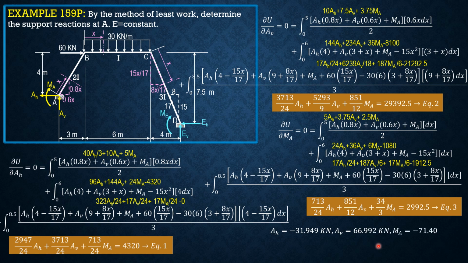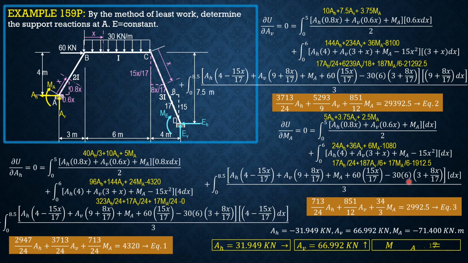Solving these three equations simultaneously, we get AH equals negative 31.949, AV is 66.992 kilonewtons, and MA equals negative 71.400 kilonewton meter. So that means AH is rightward, 31.949 kilonewtons. AV is upward, 66.992 kilonewtons, and MA is counterclockwise, so it is positive 71.4 kilonewton meter.